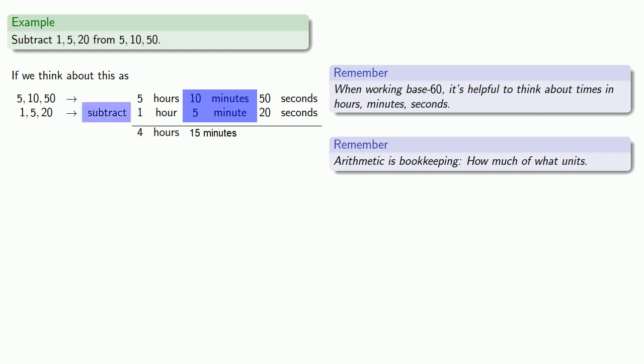Here, we have a 10 and a 5, and so we'll add them to get 15. Wait, no, we want to subtract. So that's 10 minutes minus 5 minutes, and that's 5 minutes. And this 50 seconds and this 20 seconds, we subtract to get 30 seconds. And again, we don't want to write our answer in hours, minutes, and seconds because that's not part of the original problem. We want to write our answer in base 60 by recording how many of which units. So that's 4, 5, 30.